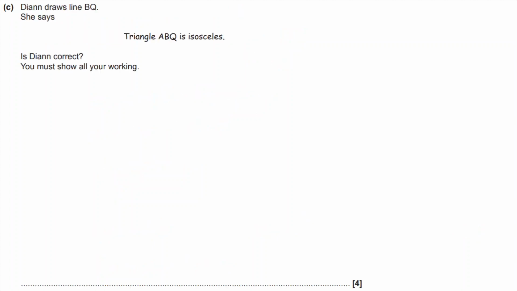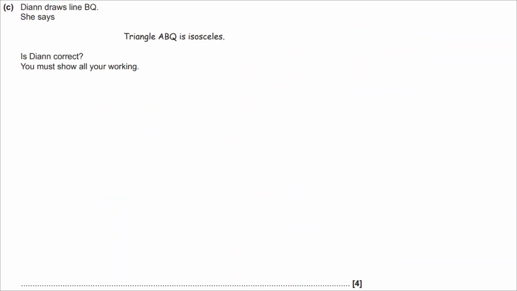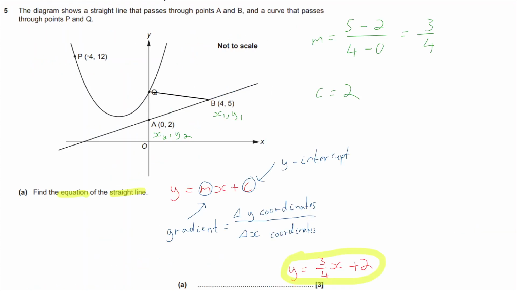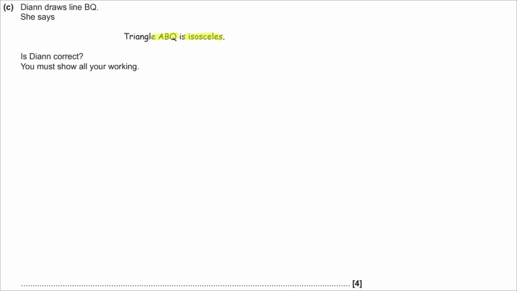Part C is this. Diane draws the line BQ. Okay, let's go and see what that is on. So she draws a line B to Q like this. There we go. And Diane is saying that triangle ABQ is isosceles. So this triangle is isosceles. Let's see what that even means. So that is this triangle, A to B to Q. So this triangle is isosceles. Is Diane correct? You must show your working.